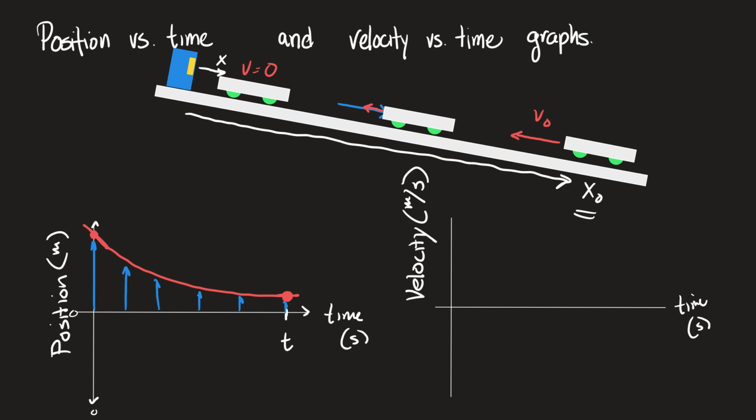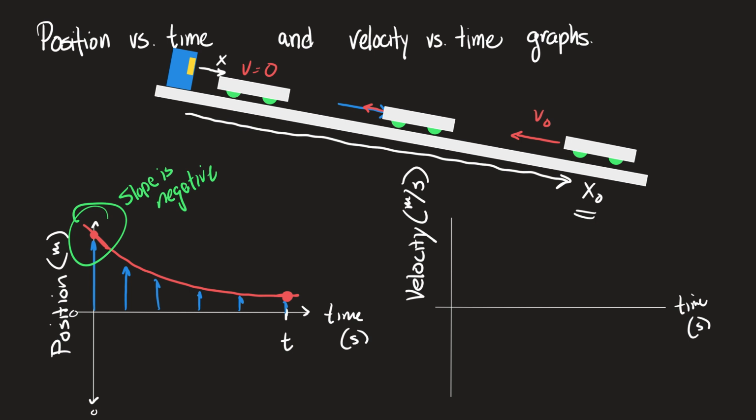But remember, velocity is the slope of the position graph. Now, we know stuff about the velocity. We know the velocity was biggest at the start, and we know it was negative because it was going towards the detector. That's represented here with a negative slope. So this slope is negative.